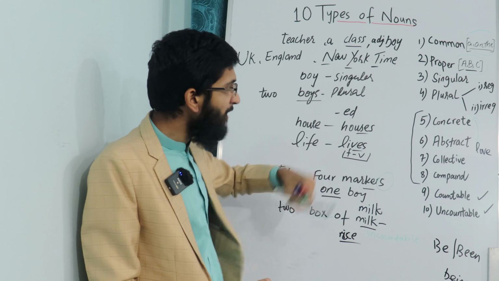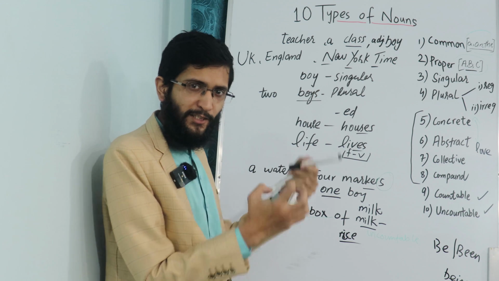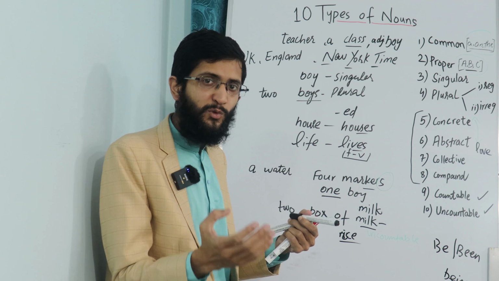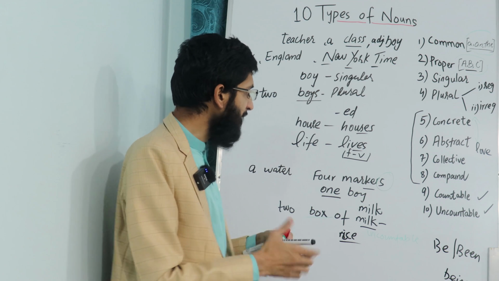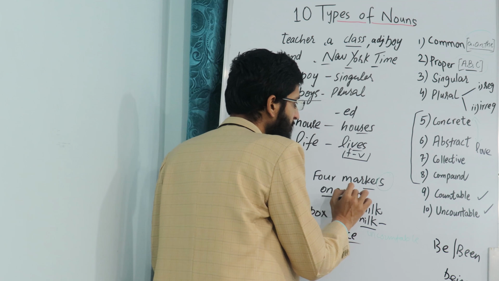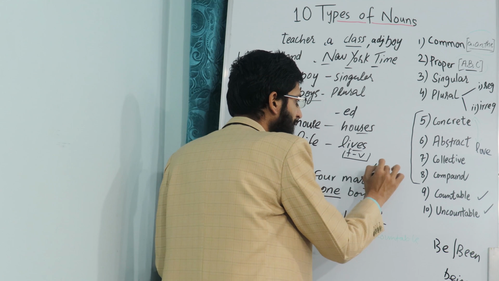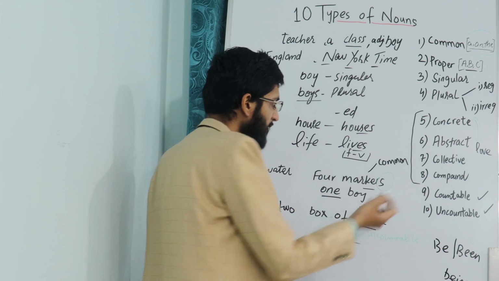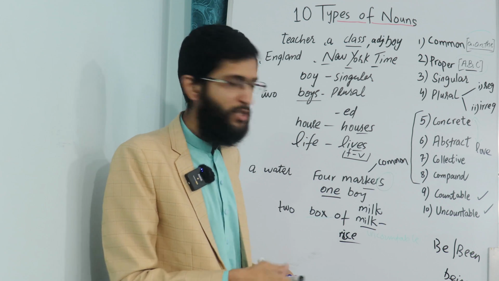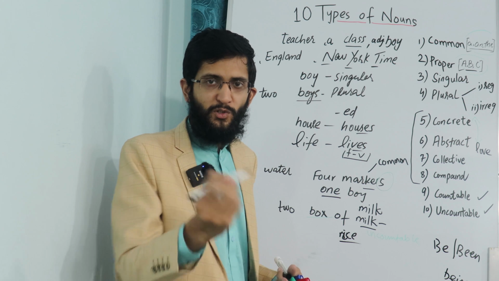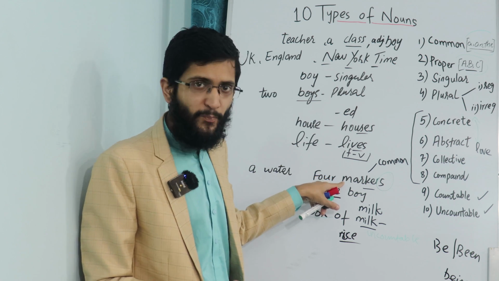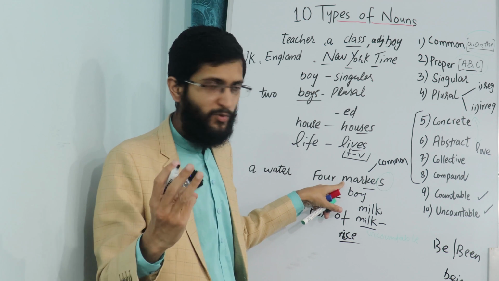So actually, somehow similar terms can be used for one noun. For example, we have discussed this marker. It's also a common noun. It's also a countable noun. It's also a concrete noun, can be touched, can be used to write something. So for one name, we have used 3 types of nouns.